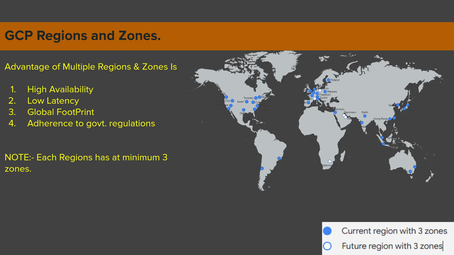And adherence to government regulations. Sometimes we also have to adhere to government regulations. Let's suppose that the US says that US citizens' data should not be stored in any other country. That should be stored only in the US region. Then we have to deploy or sync the data and applications into that specific region. So that is the advantage of global regions and zones. And as I said, each region has a minimum of 3 zones. So that's all about regions and zones.